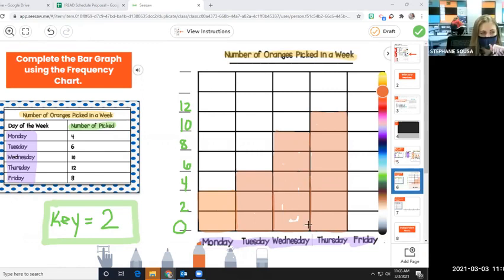All righty, let's take a look at Friday. Friday has 8 oranges picked in a week, so let's count up to 8. 2, 4, 6, 8. And I've gone up to the 8 bar on the side where it shows my key and scale. If I were to trace this straight across, I would see that it is in line with 8. So we've got all 8.